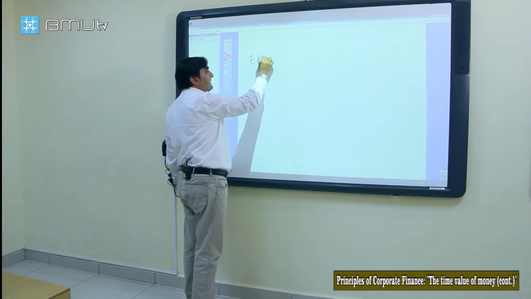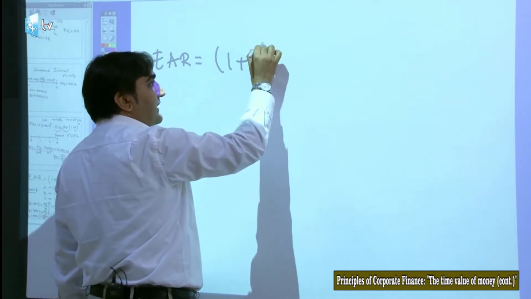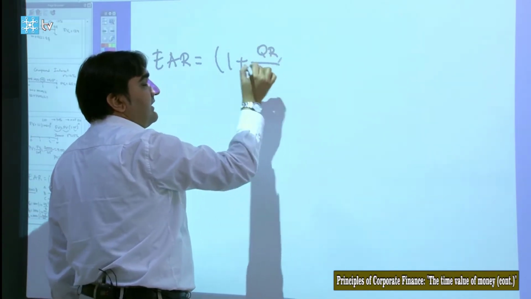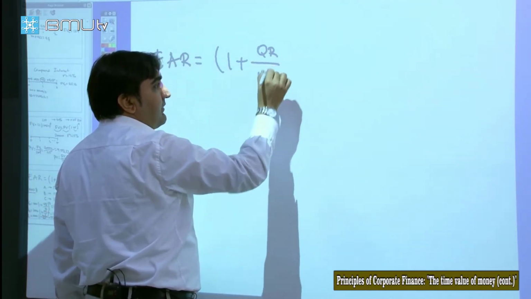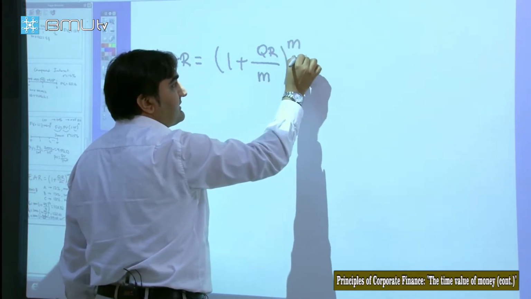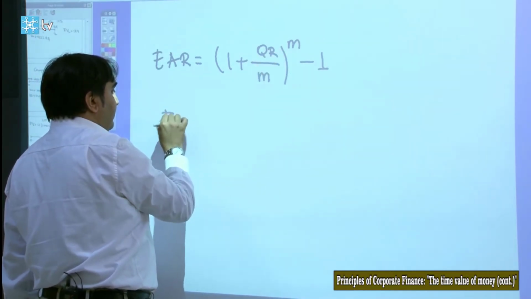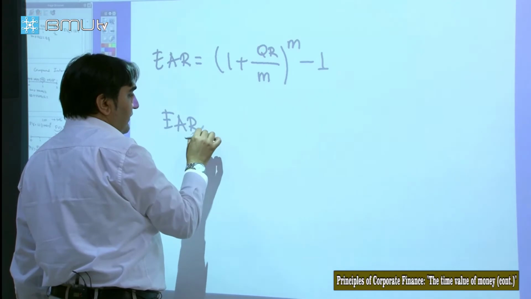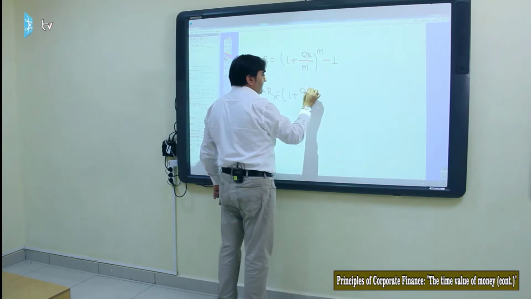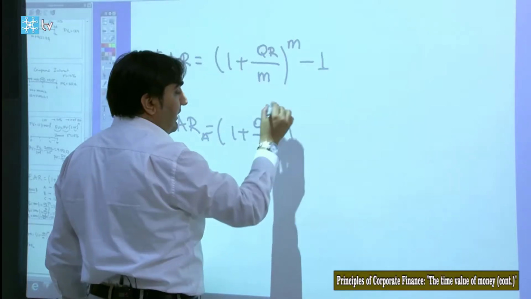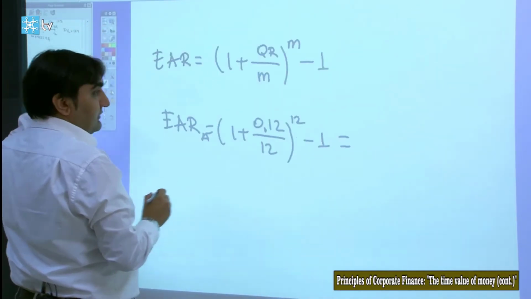Effective annual rate, if you are looking at the rate, that is 1 plus the quoted rate or stated rate, in our example it was 12%, divided by the number of periods, to the power of the number of periods, minus 1. Here we get the rate. For example, for our effective annual rate for option A, it is 1 plus 12% divided by 12, to the power of the number of periods, that's 12, minus 1, and it is 12.62%.